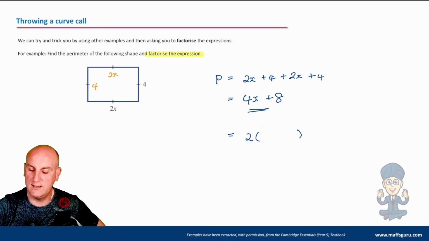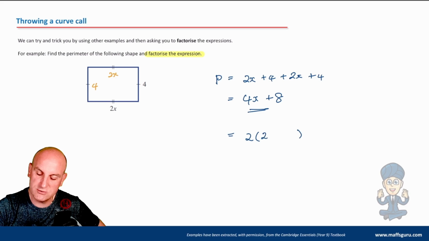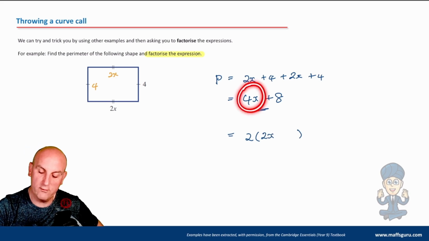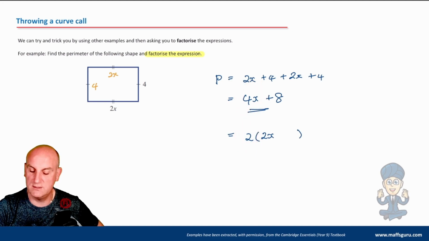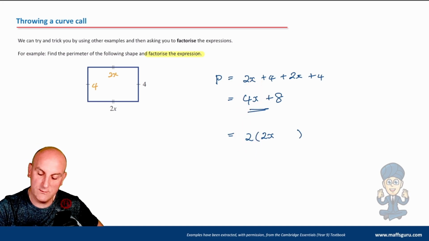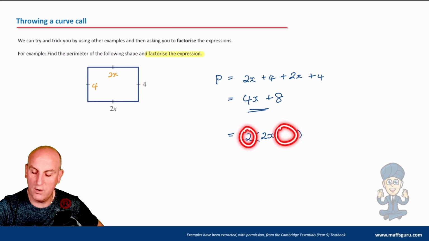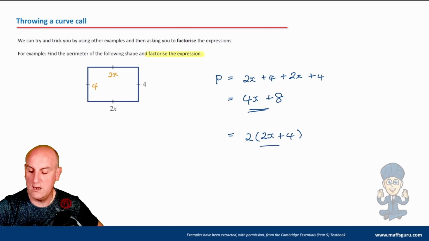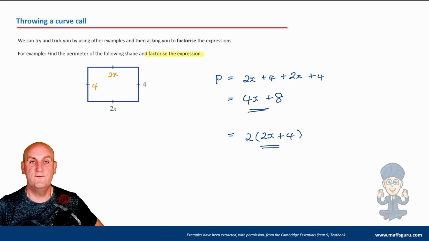Right, so 2 times what gives me 4x? Well, hold on a moment. Now I'm doing it a different way. That's okay. 2 times 2x must give me 4x. Or, if I wanted to, 4x divided by 2 would give me the 2x. Right, let's see what we're doing now. 2 times what gives me plus 8? Oh, positive 4. And lo and behold, ka-ching, I have factorized it.